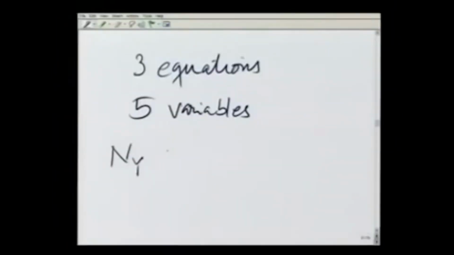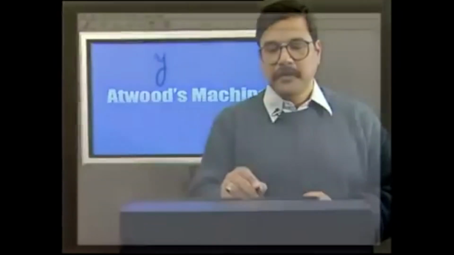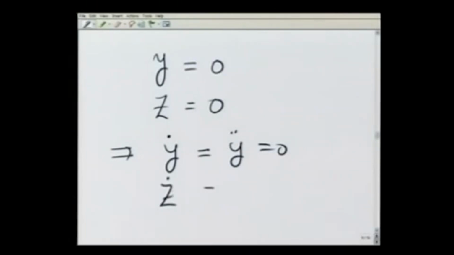And this is where I start thinking: 2 of these variables, ny and nz, came because I imposed a constraint. So the equations should also come from the constraints themselves, and that is precisely where they come from. The equations of constraints are that y is equal to 0 and z is also equal to 0, and this implies y dot and y double dot are both 0, and so are z dot and z double dot. So I have 2 more equations, total 5 equations and 5 unknowns, and I can solve the problem.